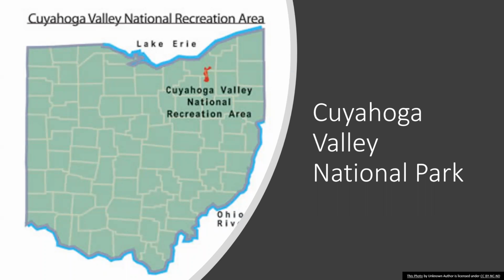The park was established on December 27, 1974, with a size of 32,572.24 acres. Cuyahoga Valley National Park ranks as the 9th smallest national park. It is also the only national park to be located in the state of Ohio.